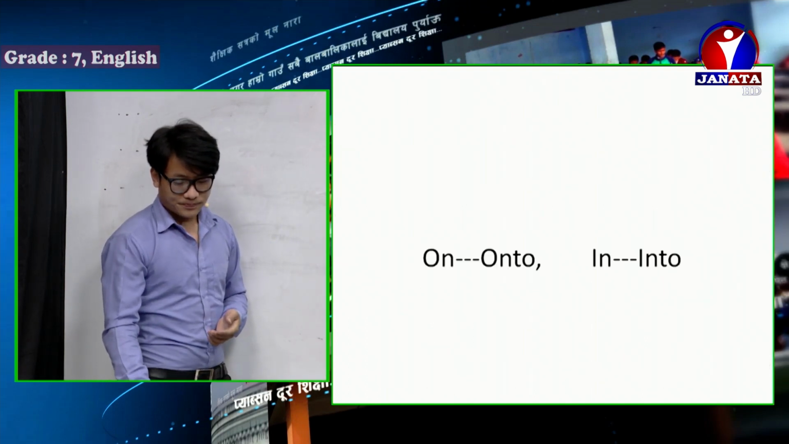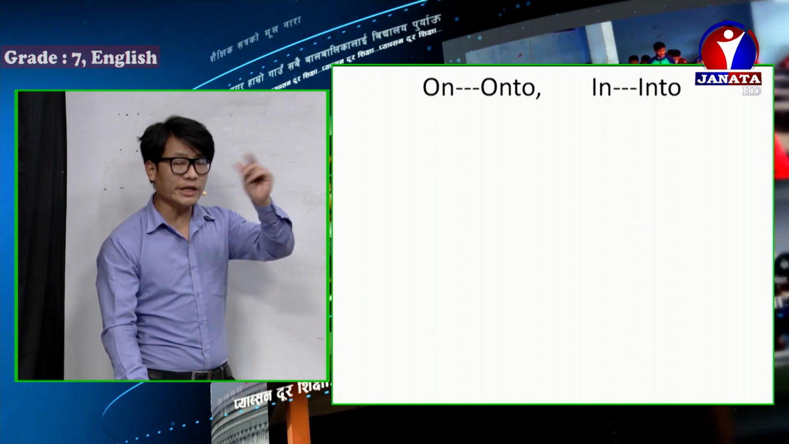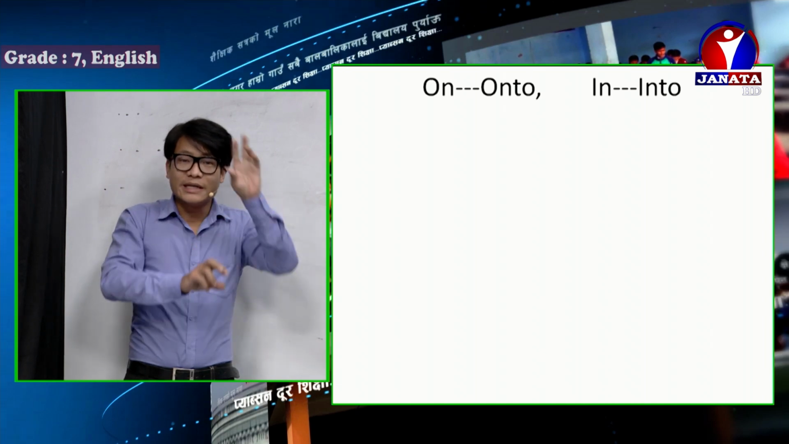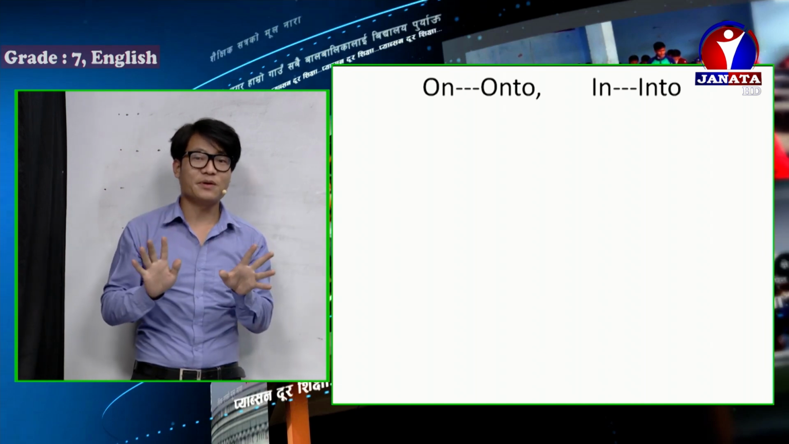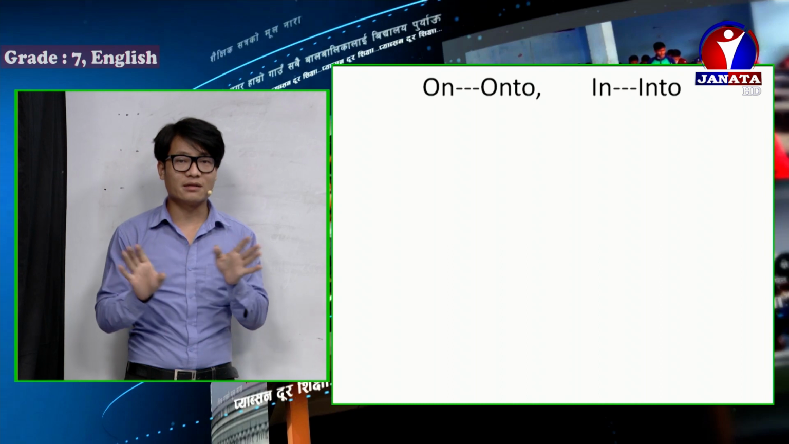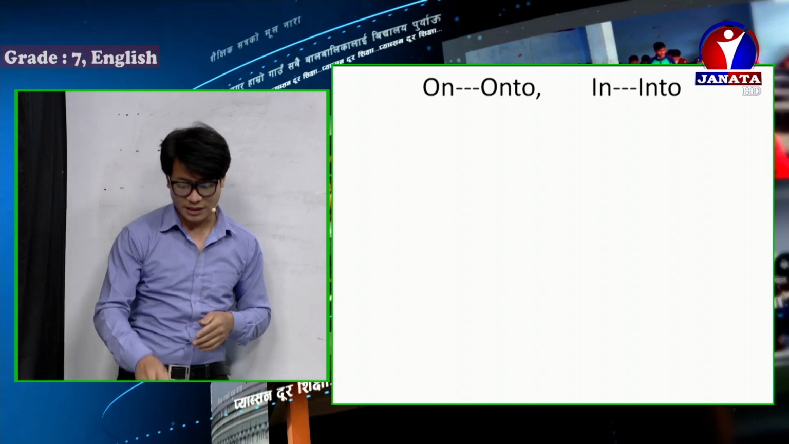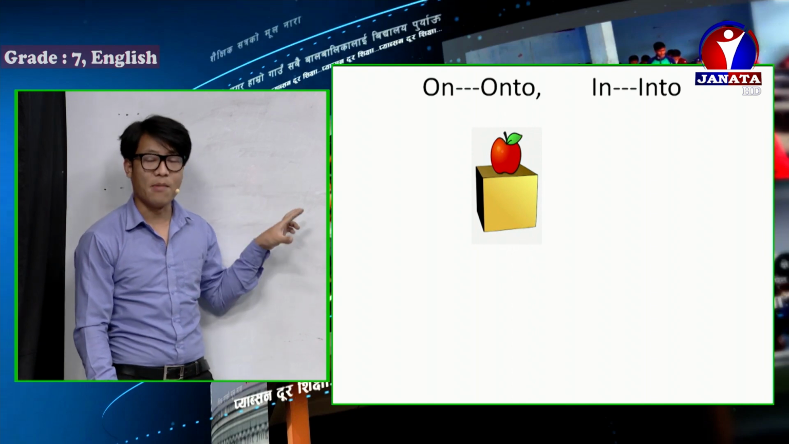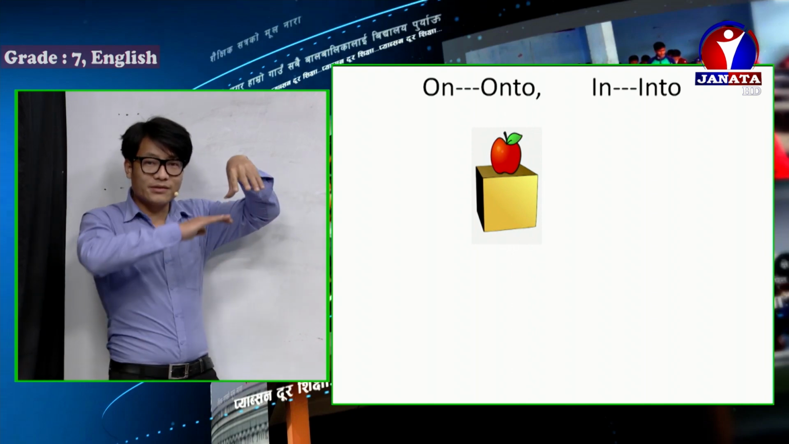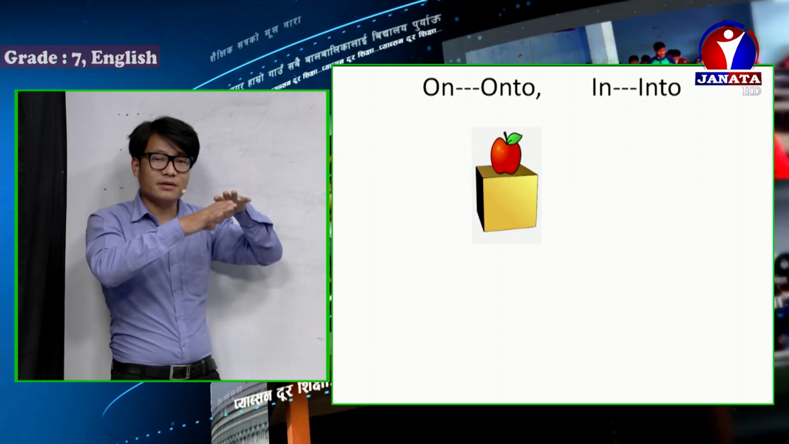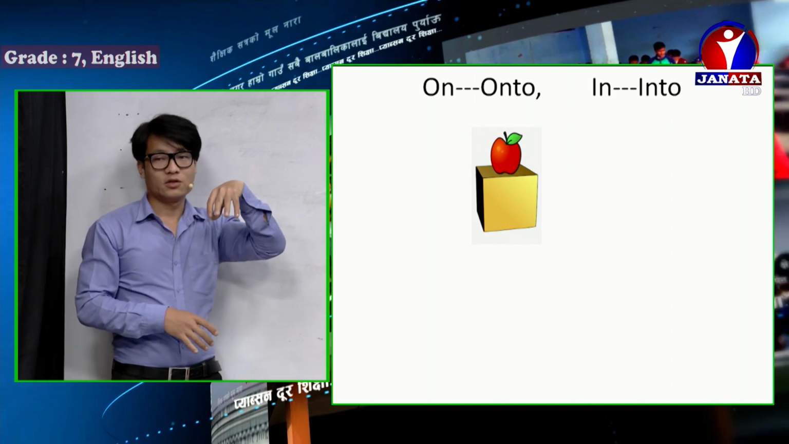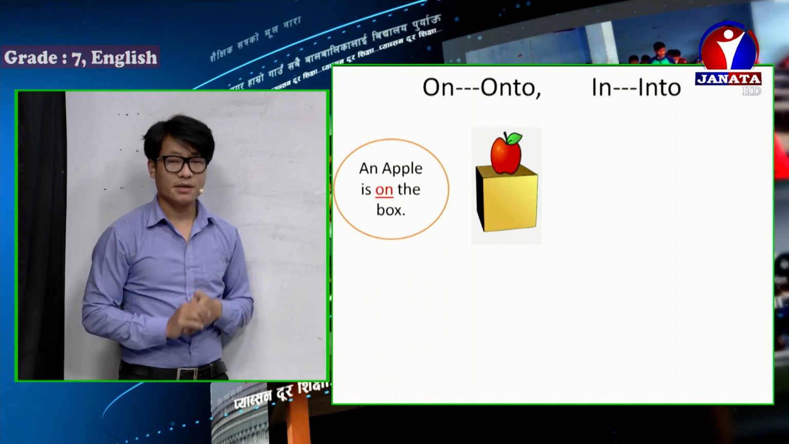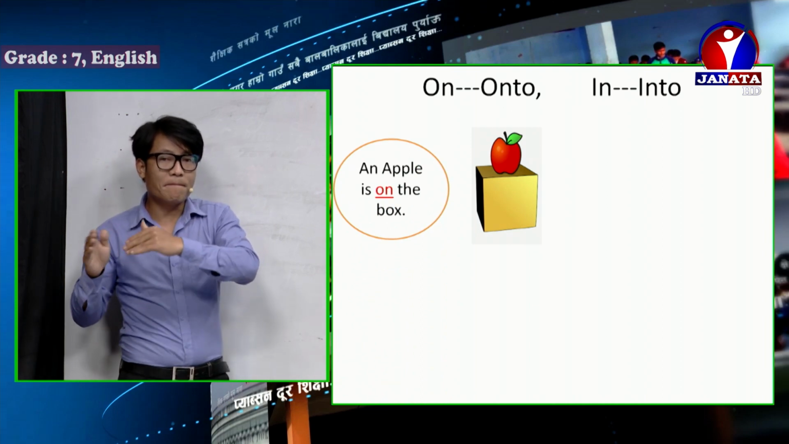Next, on and onto, in and into. How to use the prepositions on and onto, in and into? Most of the students get confused while using them, so let me show you. Okay, see these pictures: an apple and a box. The apple is touching the surface of the box and the apple is not moving. So we can say, an apple is on the box.